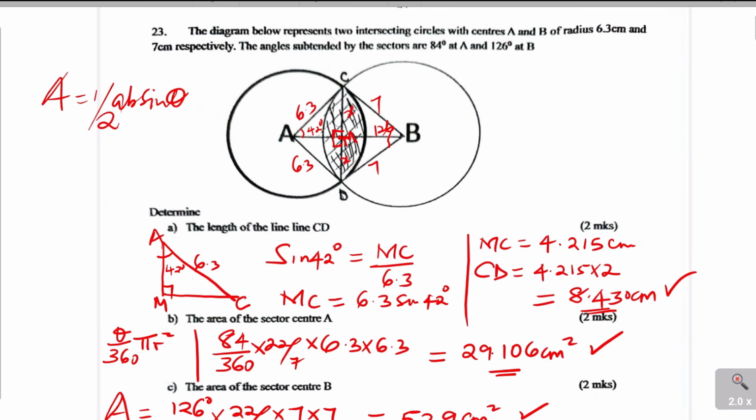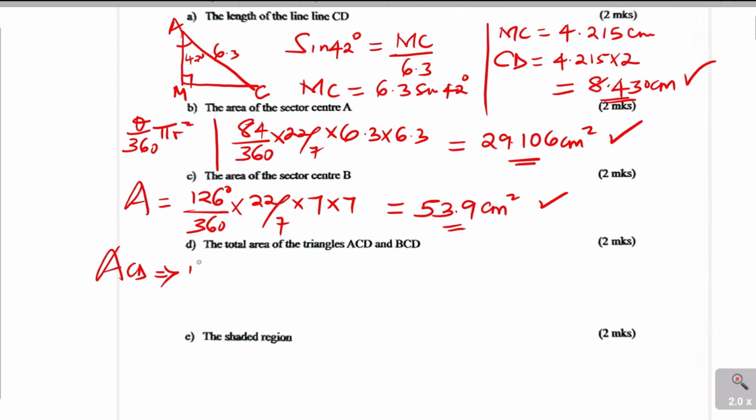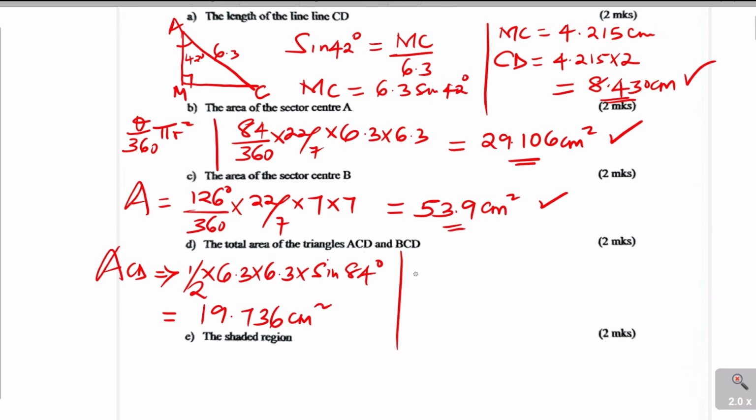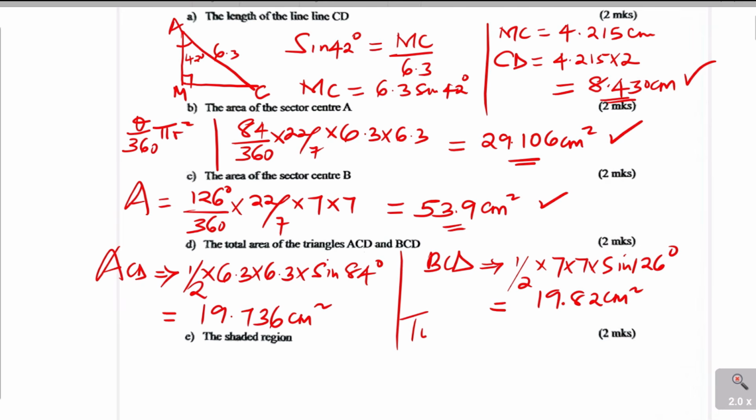So we start with ACD. So for ACD we'll have half times 6.3 times 6.3 times sine of the angle between, which is 84 degrees. So this will give 19.736 centimeters squared. Then the other triangle BCD, we have a half times radius times radius times the sine of 126. This will give 19.82 centimeters squared.